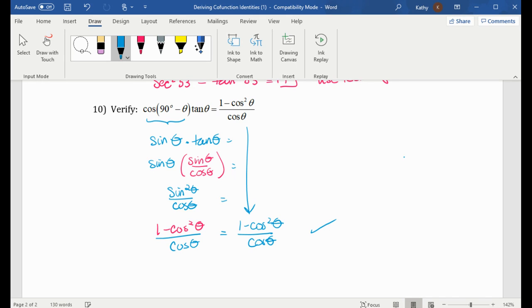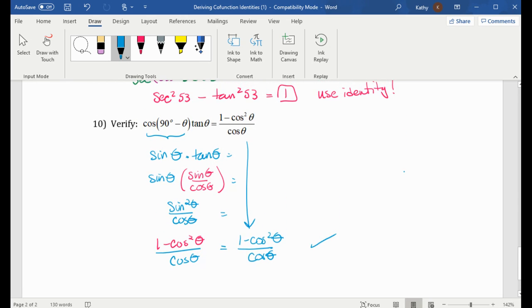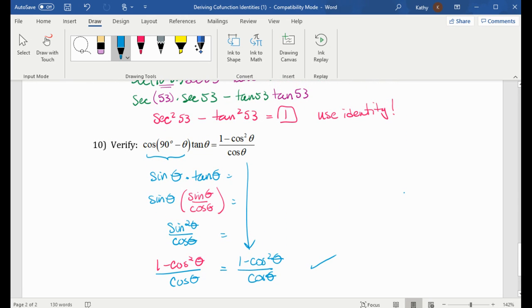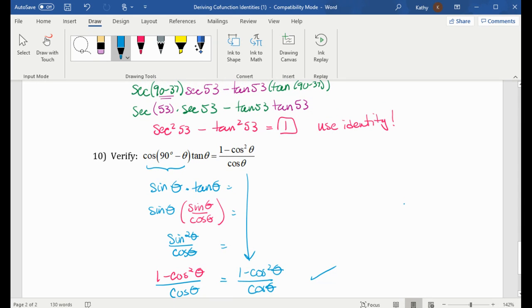And you're done. Okay? Your homework is to use your cofunctions, finding exact values, and simplifying and to verify some proofs like in number 10.